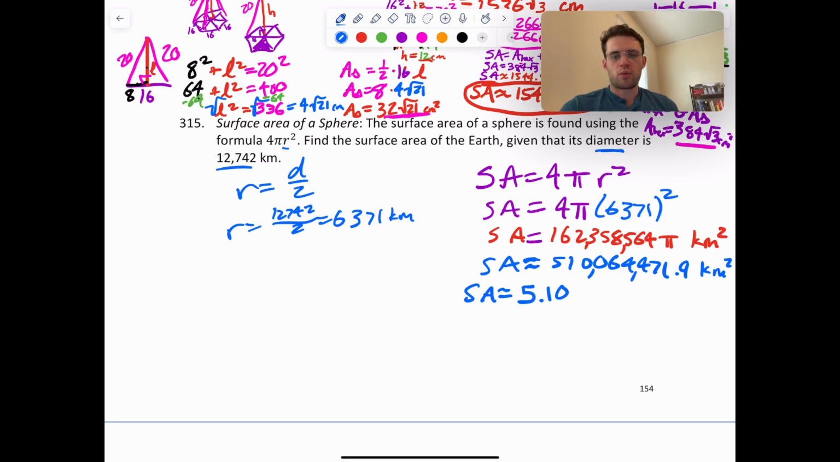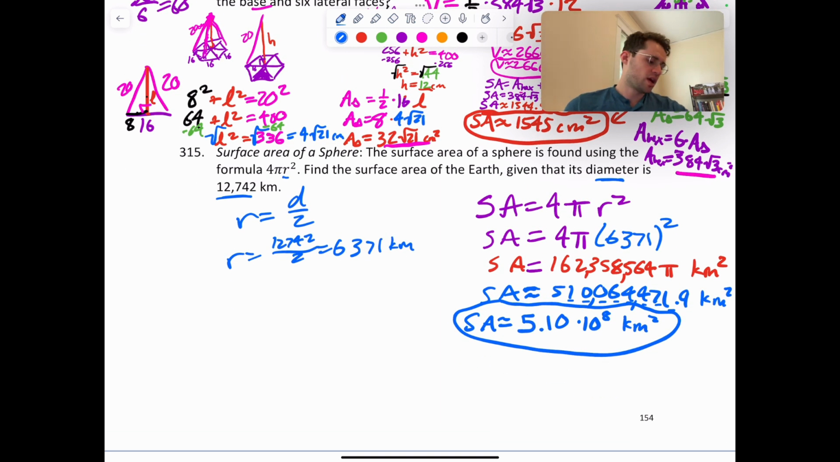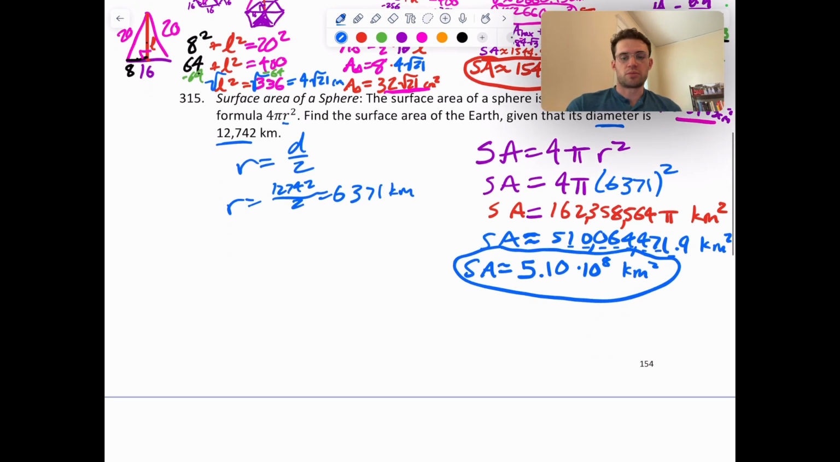So 5.10 times 10 to a power. In this case, you're making it bigger than 5.1. So how many times would you have to move over the decimal place? Well, it's 1, 2, 3, 4, 5, 6, 7, 8. 8 places, so it would be 5.10 times 10 to the 8th square kilometers is our estimate for the surface area of the Earth. Now, this is assuming that the Earth is a perfect sphere, which it's technically not, but for the purpose of this problem, this would be our good estimate.